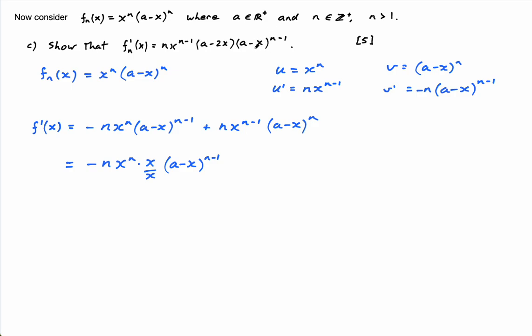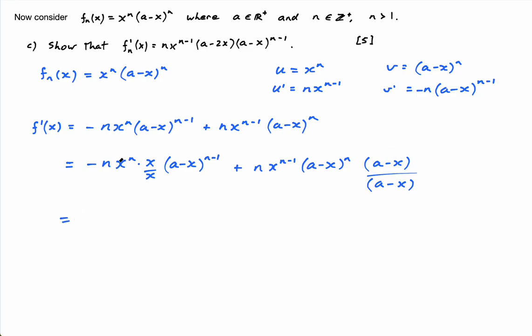Similarly, here I have my n, which is good. I have my x to the n minus 1, which is good. But here I have a minus x to the n, and I want to take out an a minus x to the n minus 1. So I'm going to do my same little trick. This is a minus x to the n. I'm going to multiply by a minus x over a minus x. It's like, again, 1 in disguise.